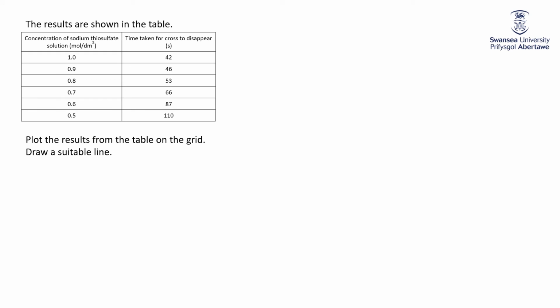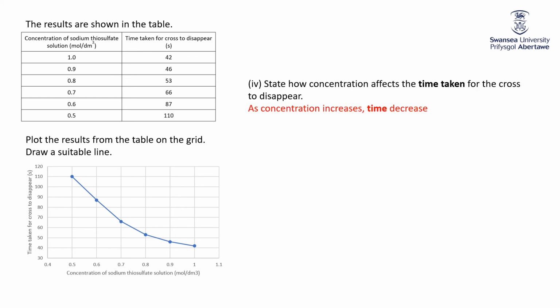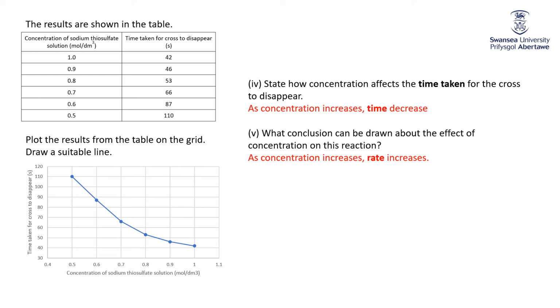So then the results from that are shown in the table here. We are asked to plot them, drawing a suitable line. So you should also notice that 0.5 in the table is the last value. That is the first one that should be going on the graph. So we get a downwards trend. The time decreases with increasing concentration, which is exactly the next question. So as concentration increases, time decreases. What conclusion can be drawn about the effect of concentration? As concentration increases, so too does rate.